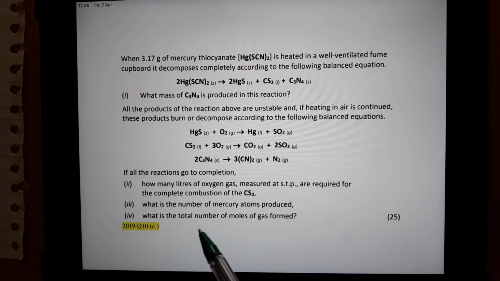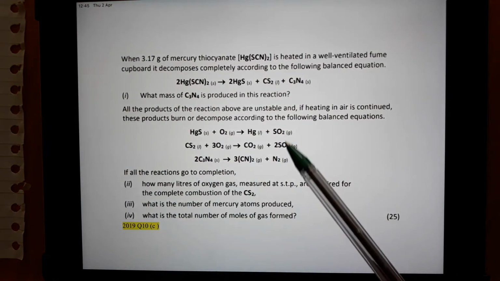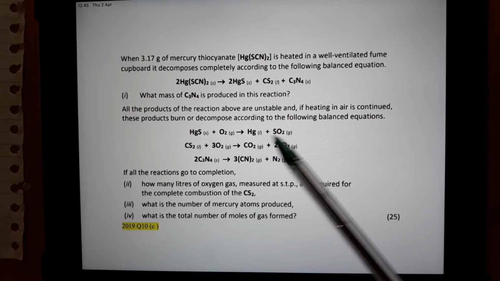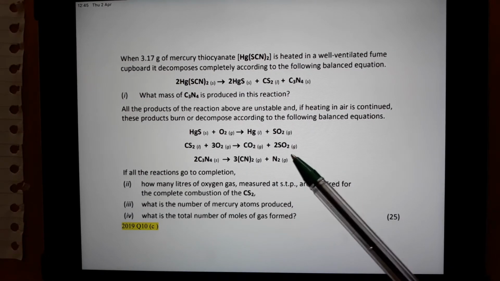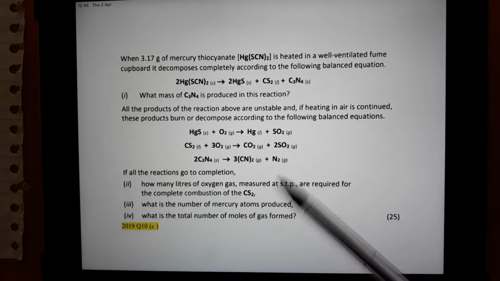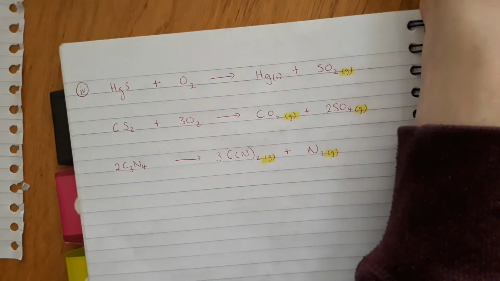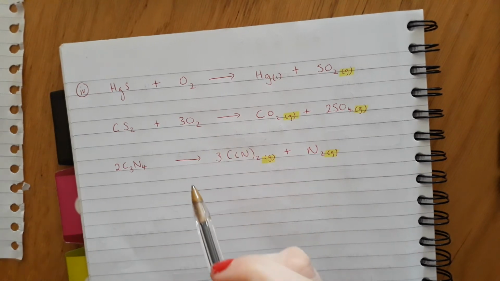The question has only asked you for the number of moles of gases formed. So you're only concerned about the gaseous products being produced. Of the 6 products being produced, only 5 of them are gases. So they're asking you to total up the number of moles of each of these individual gases being produced. Just to actually answer that question, I've rewritten out the equations because you would need to see the ratios for each of them in order to answer this.